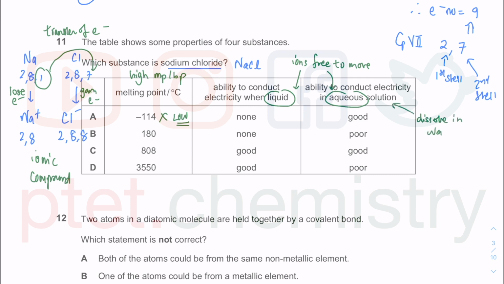This was part of what we had done in separation techniques. Separation techniques talk about elements, compounds, and mixtures. This is a pure substance, whereas the aqueous state is a mixture because you mix the substance with water. So obviously the ions are free to move, and therefore they can conduct when they're in aqueous as well as liquid state, and you will have high melting and boiling points. So C is the best answer there.